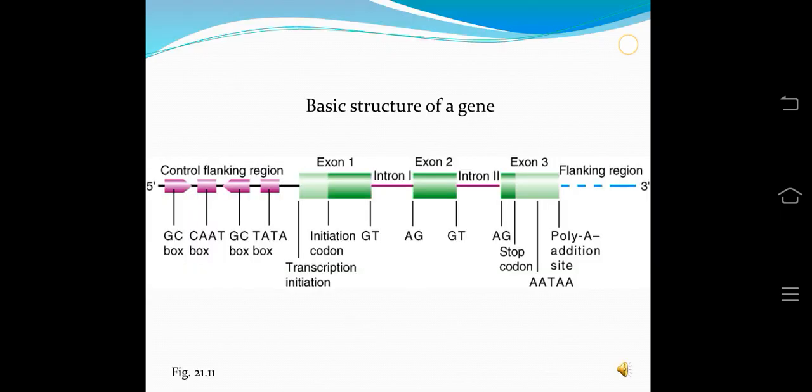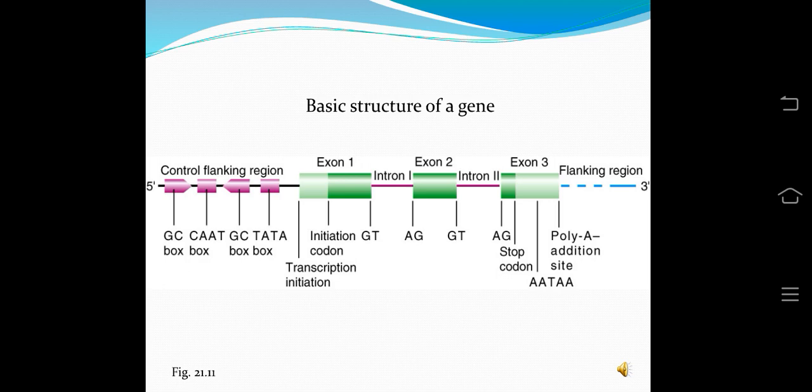So, here we can see the basic structure of a gene with control flanking region, along with exon 1, later intron 1, exon 2, intron 2, exon 3, and flanking region. This exon 1 portion has a transcription initiation. So the basic structure of a gene consists of control flanking regions along with some exons, exon 1, exon 2 and exon 3, along with some introns, intron 1 and intron 2. So these intron portions are also there.